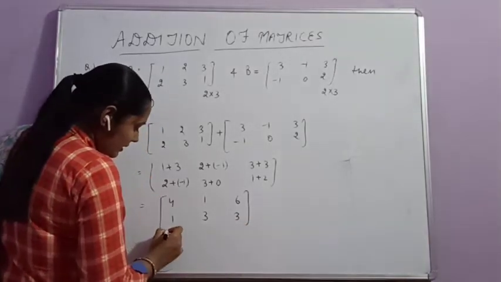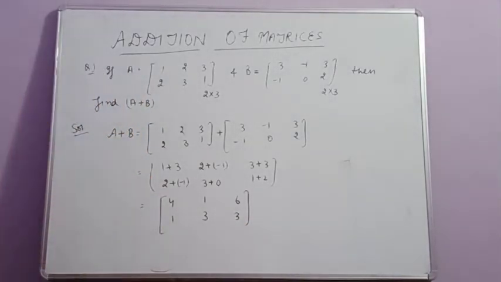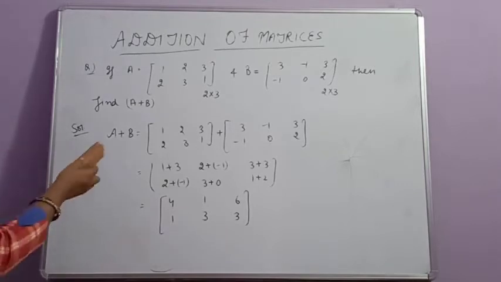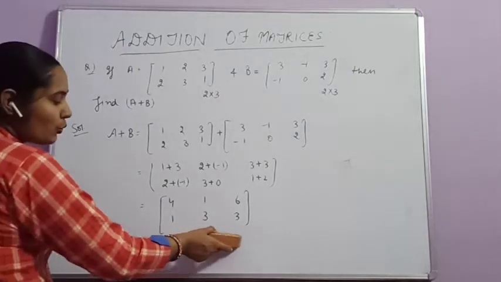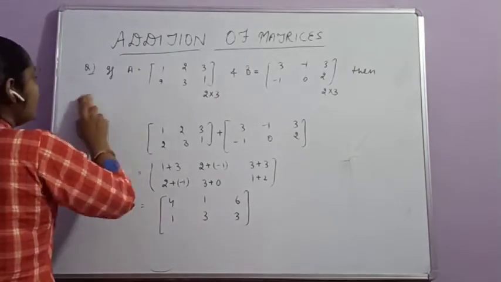Clear? So we can add two matrices if their order is the same. And the order of the resultant matrix will be the same, that is equal to 2 into 3. Clear?